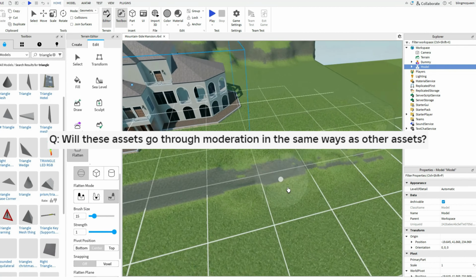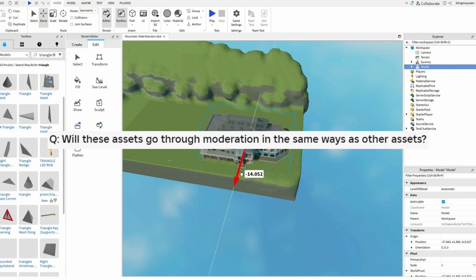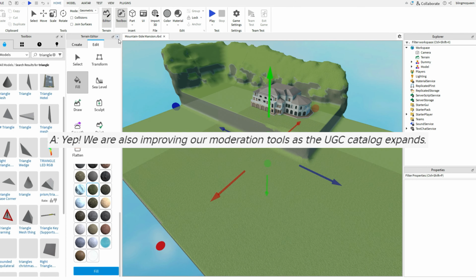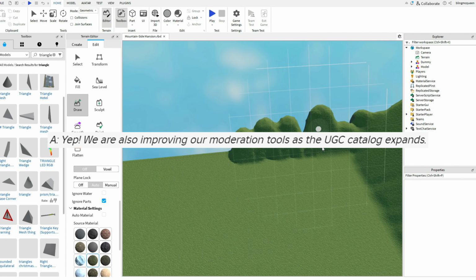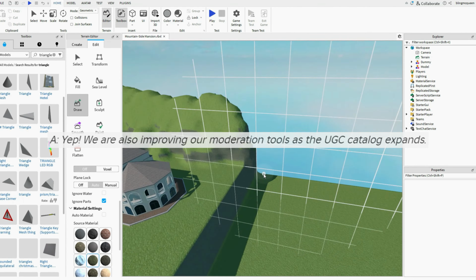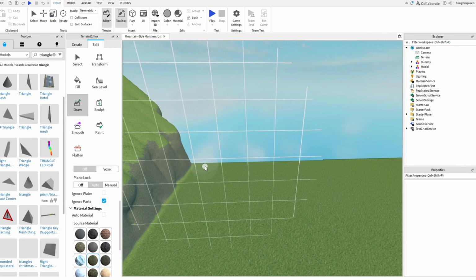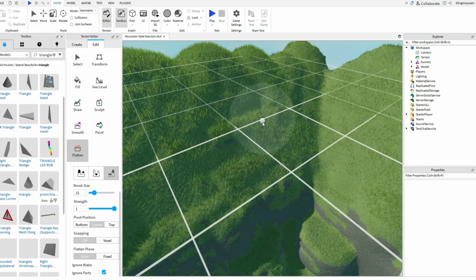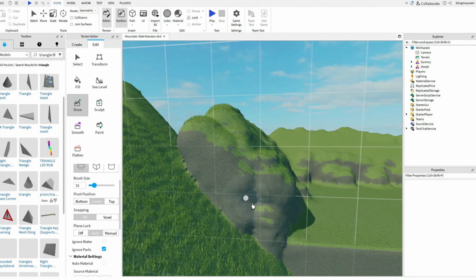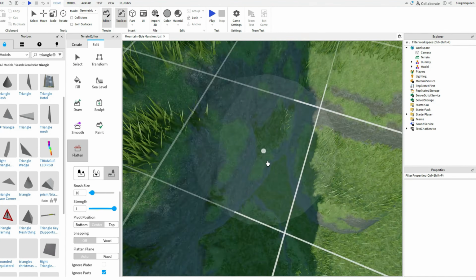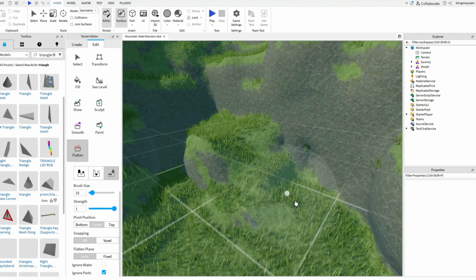Question: will these assets go through moderation in the same ways as other assets? Answer: yup. We are also improving our moderation tools as the UGC catalog expands. As illustrated by these questions, Roblox was still testing the feature out at this time, and a lot of their concerns were still being evaluated. Because of this, only a small list of individuals were granted access.